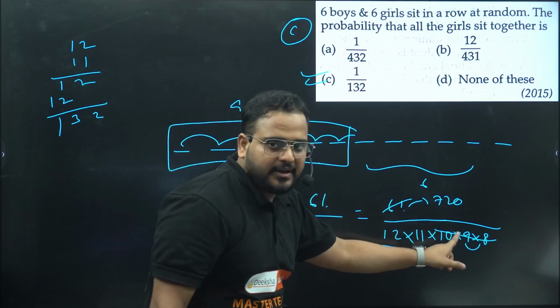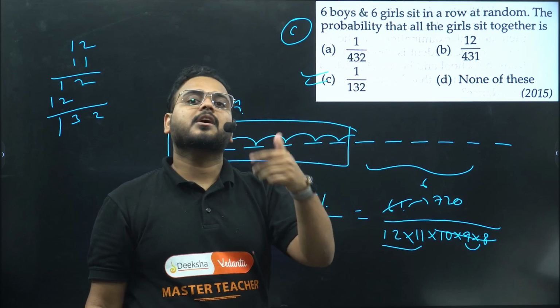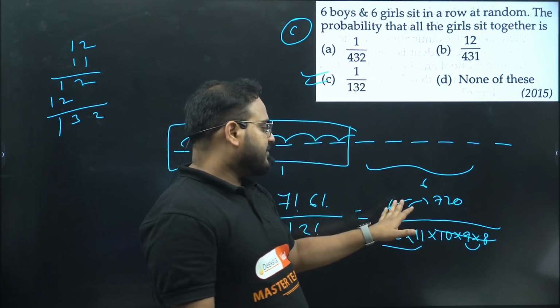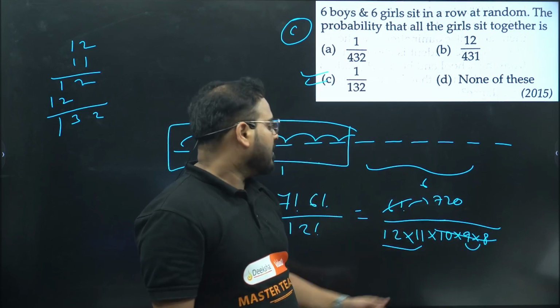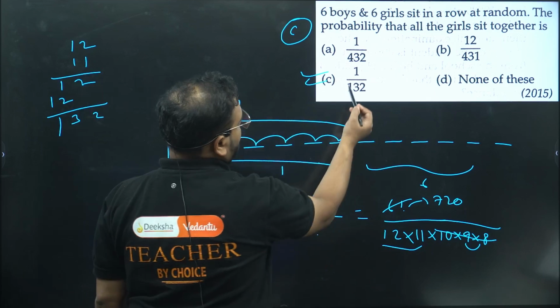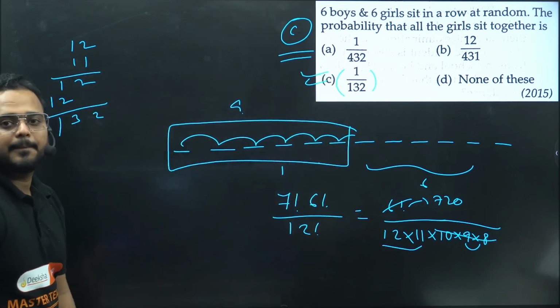I'll repeat myself. 6 factorial is 720. How come? 3 factorial is 6, 4 factorial is 24, 5 factorial is 24 into 5, so 120, into 6 will become 720. That's 6 factorial. Again, we have 9 into 8 as 72, into 10, 720. Cancel this, and you'll have 12 into 11 left. That is going to be 132. Answer is 1 upon 132. Option C is correct. Done. Moving on.